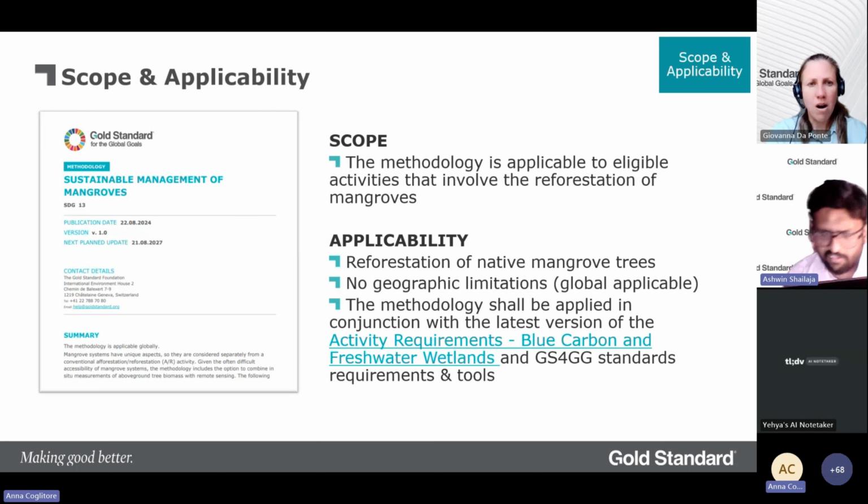And of course, as Giovanna mentioned earlier, it will have to be applied in conjunction with the other requirements of Gold Standard, be it the blue carbon and freshwater wetlands activity requirements and other extant requirements and tools. Next slide, please.